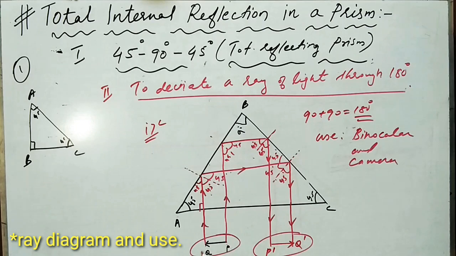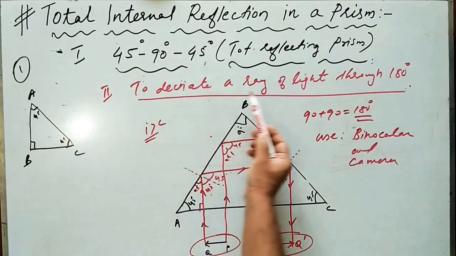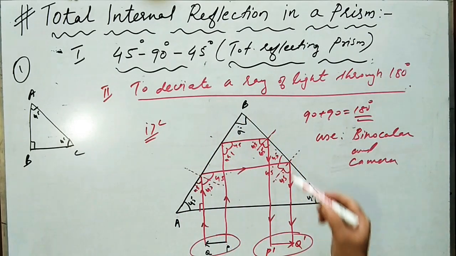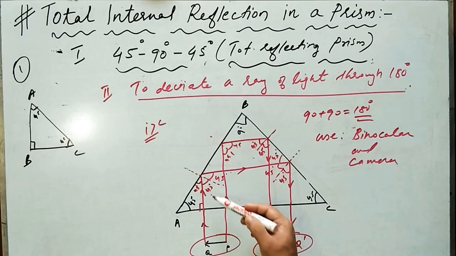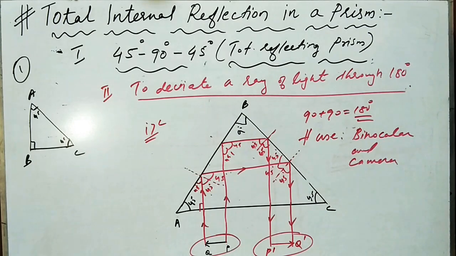So PQ is now P dash, Q dash. As you can see clearly on the board, this prism has inverted the image without any loss of intensity. We are getting a very clear, brighter image as there is no loss of energy here. So this is the action of a total reflecting prism to deviate a ray of light through 180 degrees. The ray diagrams are very important. When you make the ray diagram, mark the angles very clearly and the direction of the ray of light. And remember the use also: binocular and camera.